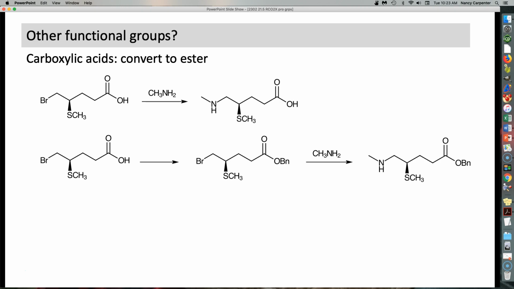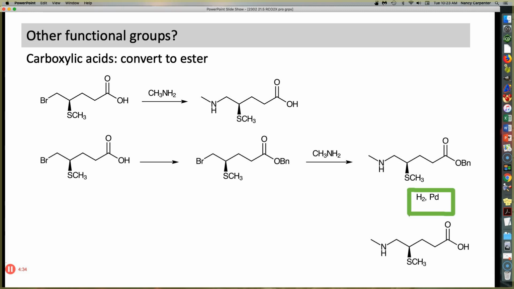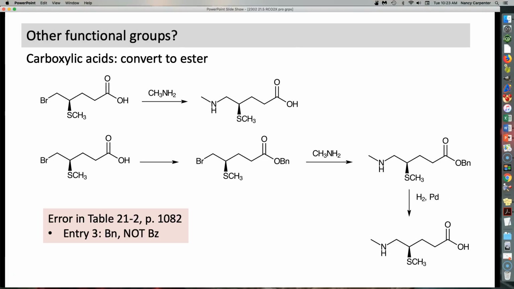Now all I have to do is deprotect, and the nice thing about the benzyl ester, it's extremely reactive to deprotection by hydrogenation, which is kind of interesting. But yeah, this is a very easy deprotection step, often quantitative, often 100% yield. So the benzyl ester is a great protecting group for carboxylic acids.